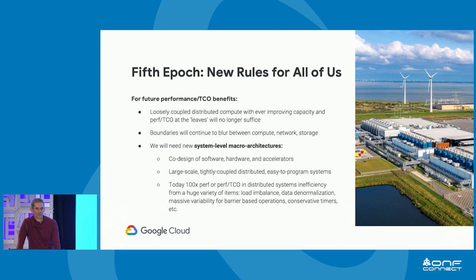Right? We can't write our code the same way and expect the new hardware to come along and make the inefficiencies go away. So this is going to be painful, right? This fifth epoch is going to be among the most painful out there because we can't do business as usual. And we have lived with loosely coupled distributed computing with ever-improving per-server capacity as the rule for scaling for decades. And that's going to have to stop. And again, I'm going to argue it's inevitable that it must stop. Okay? And that means the boundaries have to continue to blur between compute, network, and storage.